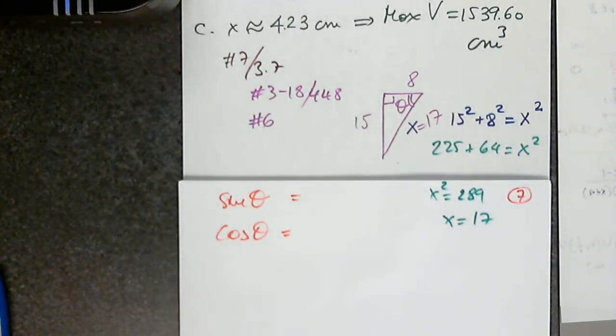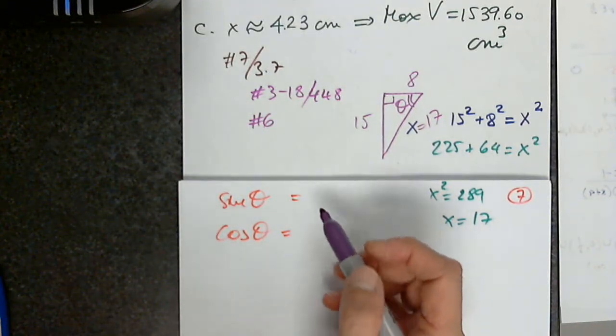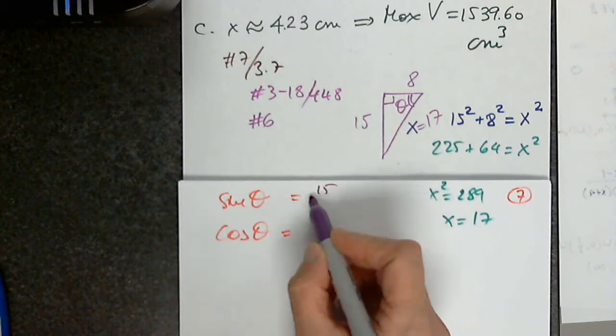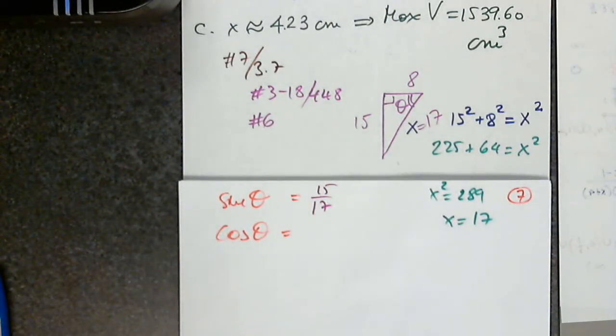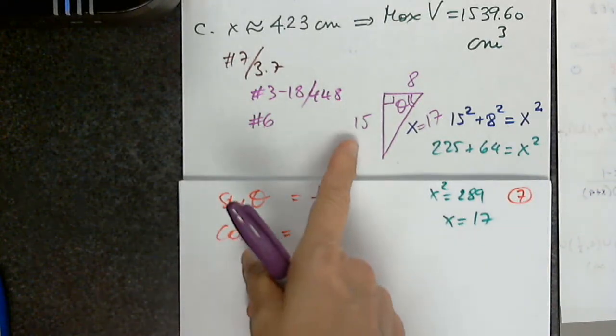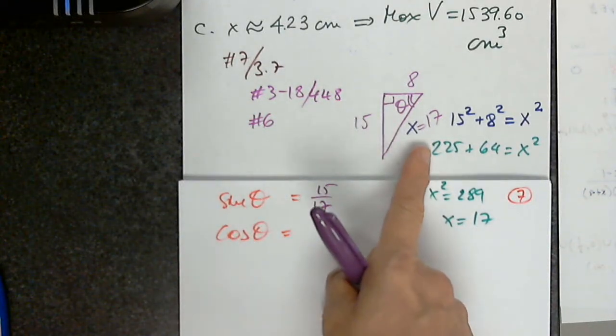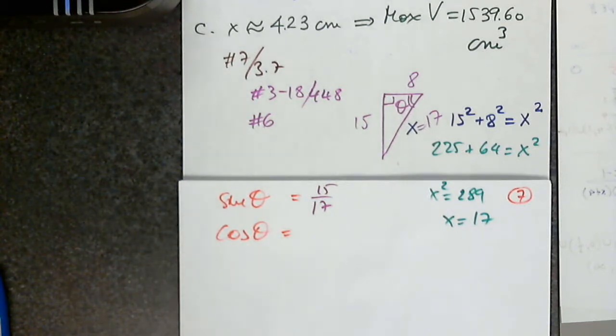So can anyone give us sine theta? So opposite over hypotenuse. Yes, 15 over 17. Good. What do we know about sine and cosine? What is the maximum possible number that sine can be? Exactly. Notice that it's always a shorter leg divided by the longest leg. So it must be a number that has to be less than 1. Okay. What about cosine?